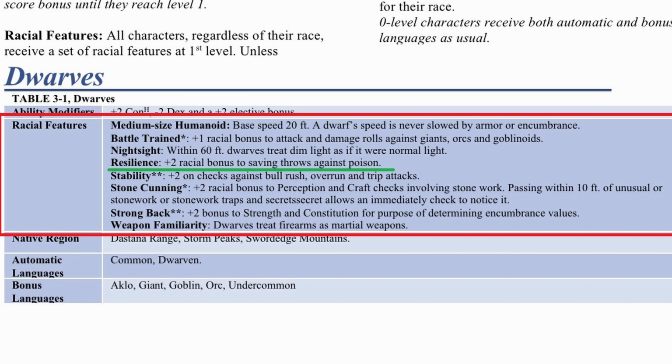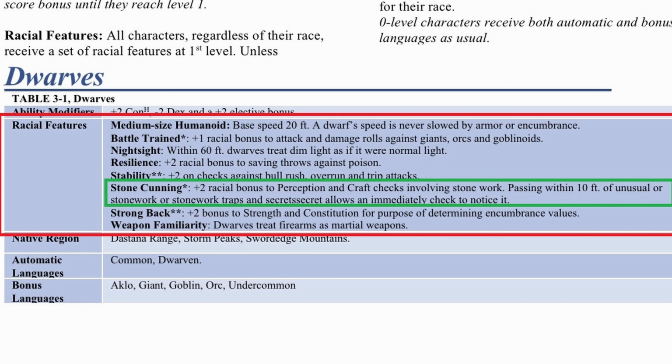This reflects their sturdy physique and their resistance to toxins. The next feature is stability. Dwarves gain a +2 bonus when defending against bull rush, overrun, and trip attacks due to a low center of gravity. And of course, no dwarf would be a real dwarf without stone cunning. This gives them a +2 to craft and perception checks that involve stonework, and even passing within 10 feet of stonework and traps and secrets, they are allowed an immediate check to notice it.